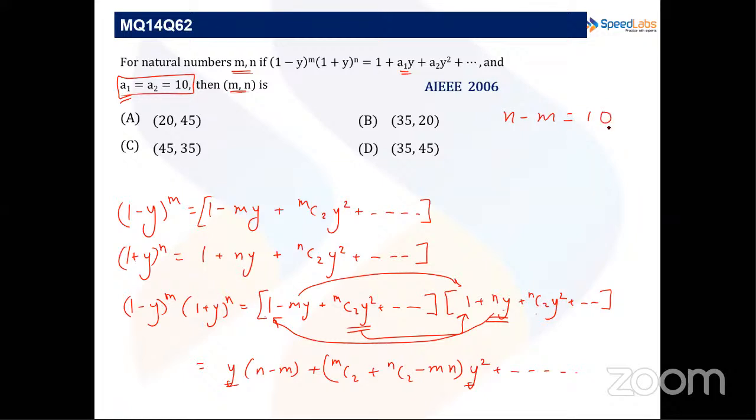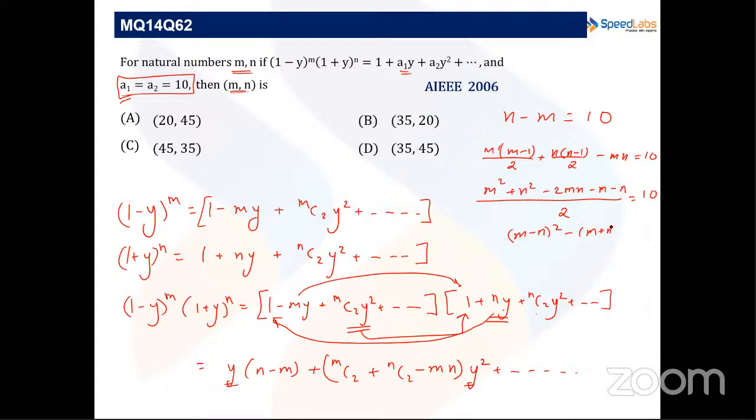And secondly, mc2 plus nc2 minus mn, so mc2 will be m into m minus 1 upon 2 plus n into n minus 1 upon 2 minus mn, it is also equal to 10. So on solving you will get m square plus n square minus 2mn minus m minus n, all divided by 2, equals 10. So this will be m minus n whole square minus m plus n equals 20, and m minus n is 10, so the square is 100. So we have 100 minus 20 equals m plus n, so m plus n is equal to 80.